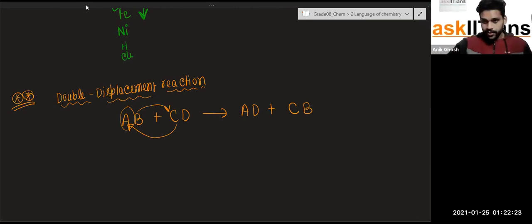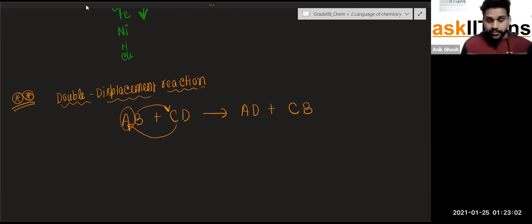Okay. We have these two things. Now they are reacting with each other. Just look into the colors. They are reacting with each other. And after the reaction is done, I am getting these two. Have you seen the change? This green was actually here and this black was actually here. So now they have changed their positions. So this is double displacement. The displacement is occurring twice.